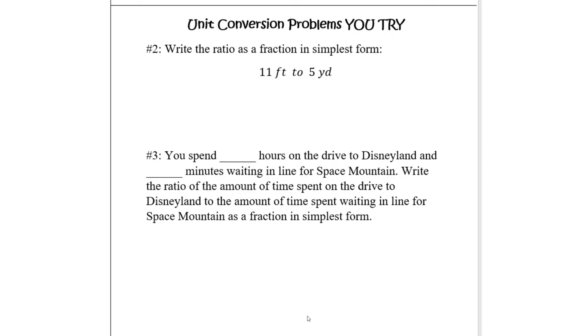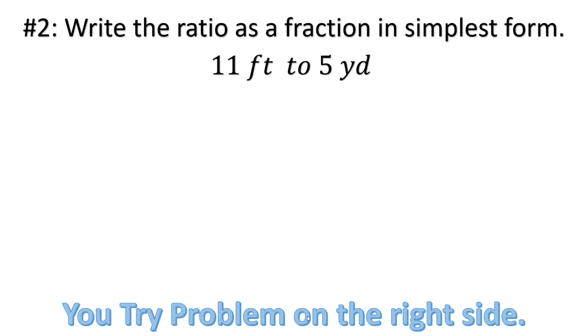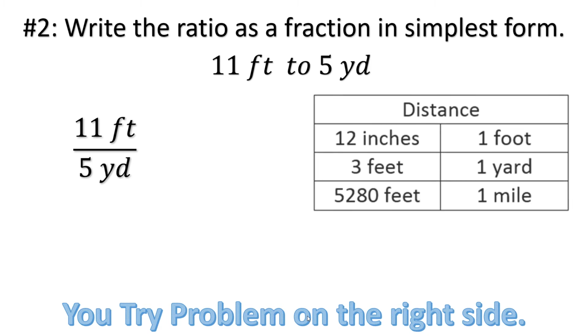So now you have 2 problems on the you try side. Please try at least number 2 before watching the video, and then I'll give you the values to fill in for number 3. So we have 11 feet to 5 yards. Therefore, the numerator is 11 and the denominator is 5.